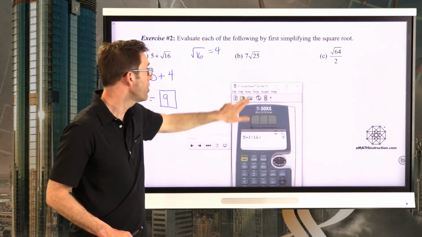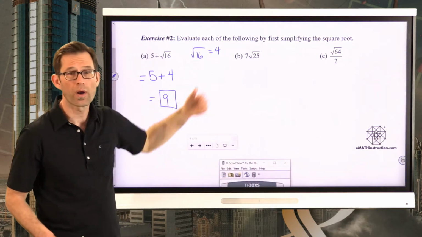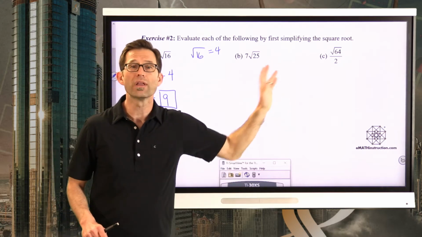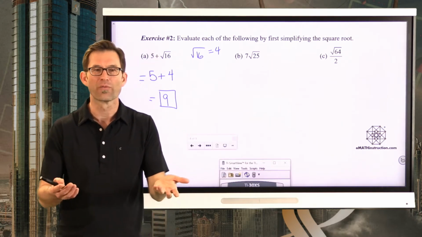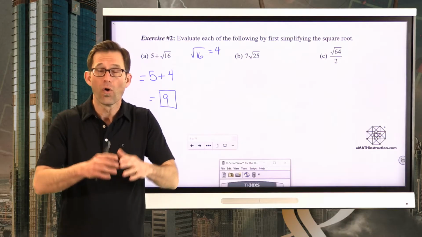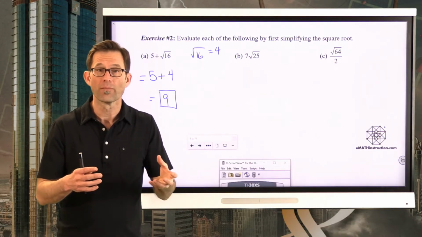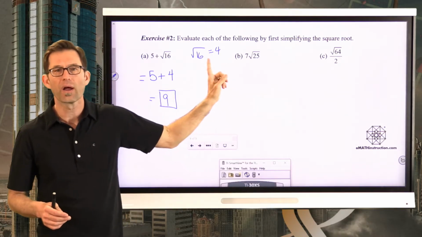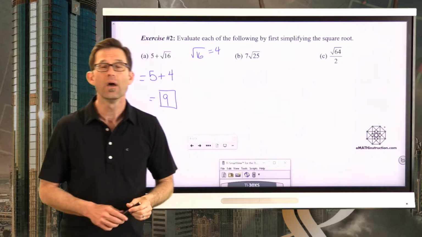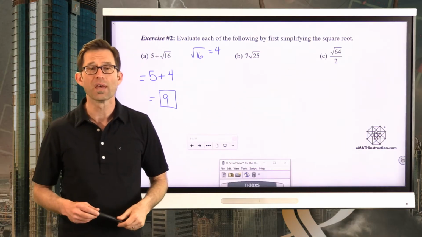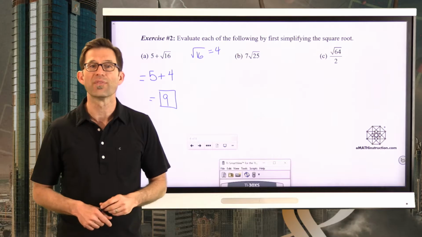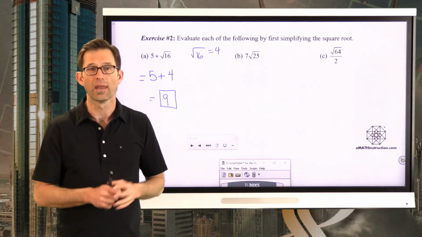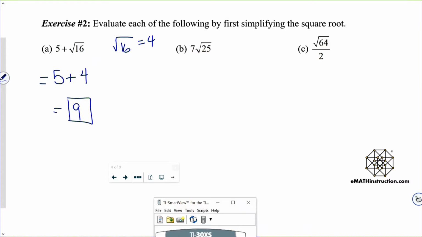So I want you to keep in mind that every time I have a square root, even if the number underneath it is not a nice perfect square, the square root is still, overall, a number. So what I'd like you to do is try to figure out the values of B and C. First evaluate what the square root is, and then do any other operations that the expression is indicating. Pause the video now.